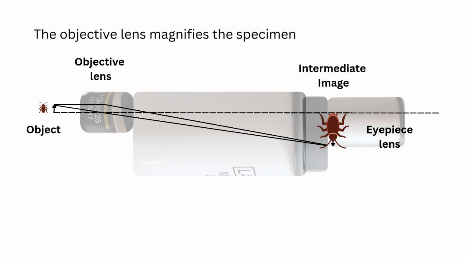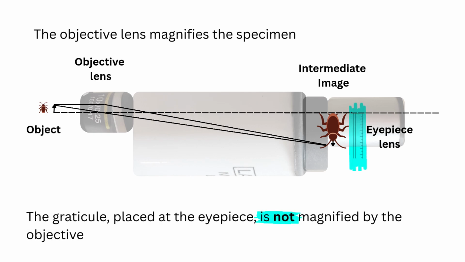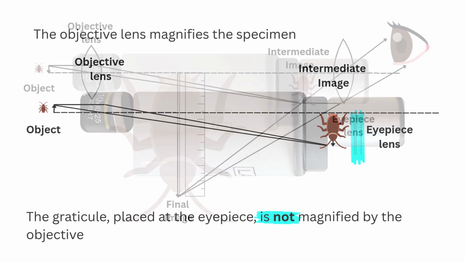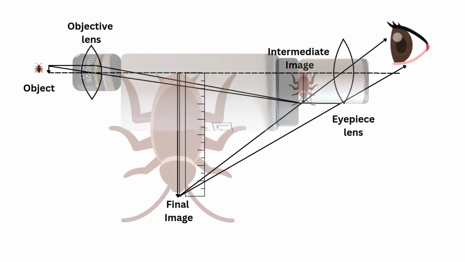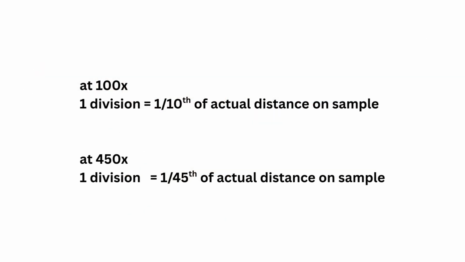So the idea is the objective lens magnifies the specimen. The graticule placed at the eyepiece is not magnified by the objective but only by the eyepiece lens. In other words, when total magnification is 100x, graticule magnification is 10x. So under 10x objective and 10x eyepiece, one division of the graticule corresponds to 0.1 millimeters on the specimen.